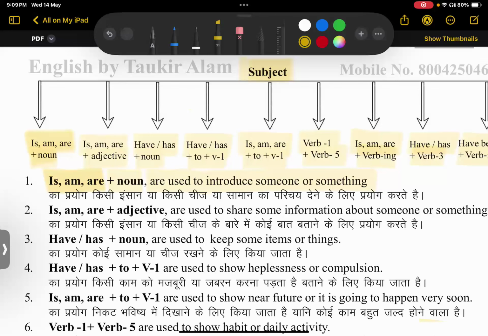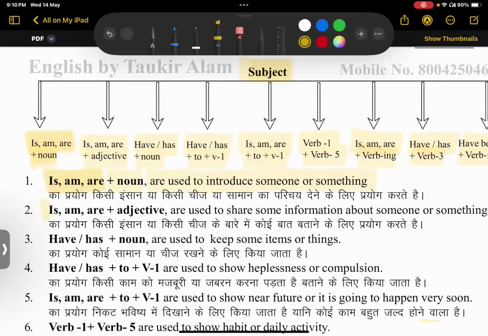For example, you are a doctor, means you are going to introduce anybody, that who is he? He is a doctor. I am a teacher. This was my introduction, that who am I? I'm a teacher. So whenever you want to introduce anybody or anything, for example, this is a chair. So this was the introduction of this product, that what was this? This was a chair. So if you want to introduce anything or anybody, you will use subject is, am, are plus noun.